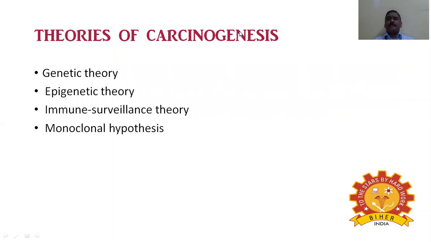Next, I'm coming to the theories of carcinogenesis. There are four different theories which describe the process of carcinogenesis. Theory number one is called genetic theory. Number two, epigenetic theory. Theory number three, immune survivalist theory. And number four, monoclonal hypothesis.